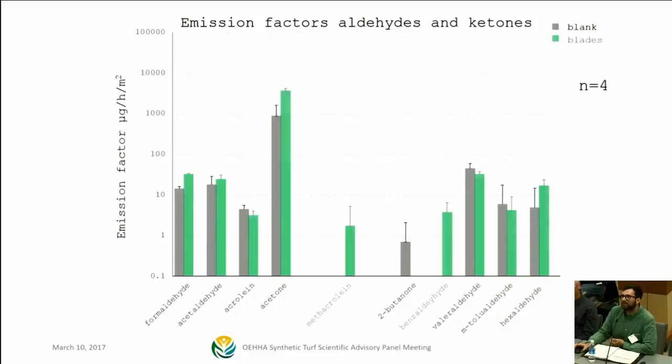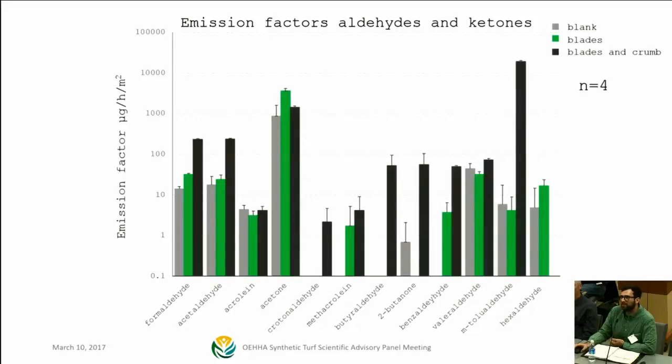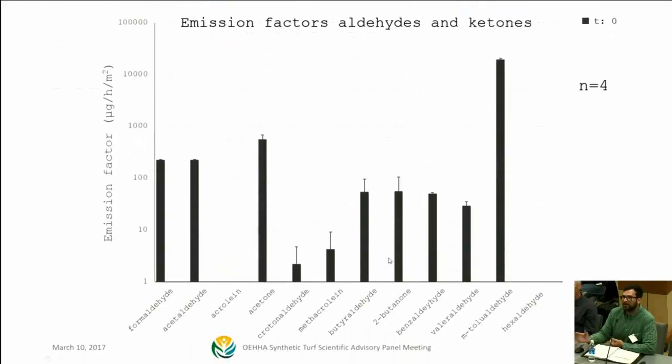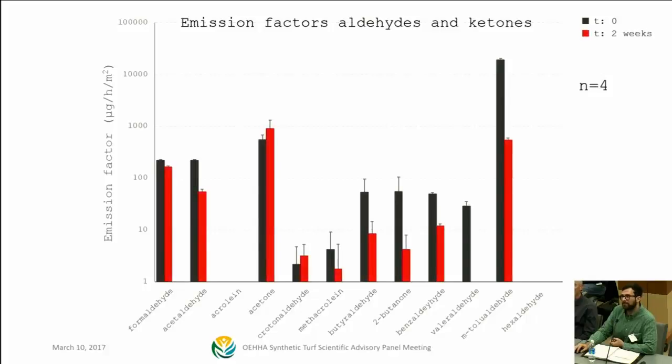hexaldehyde. This is what comes from the blades. And this is what comes from the crumb. Again, the emission factors for the crumb are several log units higher than what's coming out of the blades. And as we did before, now I'm adjusting the concentrations for what's in the blank, and I'm going to show you how these concentrations change over time.